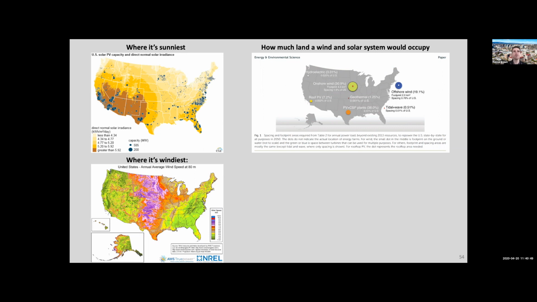And the United States has very good resources for wind and solar energy, so it seems like a system like this is relatively feasible in the United States. So here's just some maps of where it's sunniest in the US. It's sunniest in California and in the southwest, the desert southwest. And then it's windiest. We have some of the best wind resource in the world in the central lee side of the Rocky Mountains in the central United States. So we have good wind and solar resources.